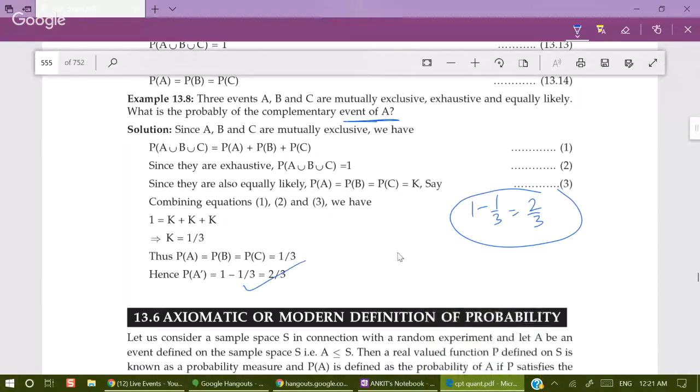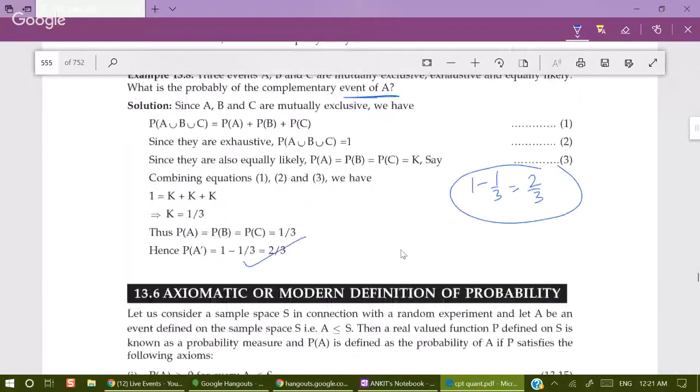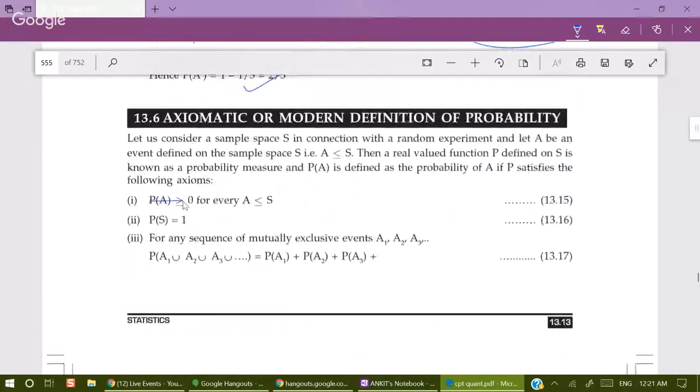Axiomatic or modern definition of probability. PA is greater than or equal to 0 for every A. PS is equal to 1, where S means sample space. When we are talking about mutually exclusive, that means simple addition, nothing common will be there.